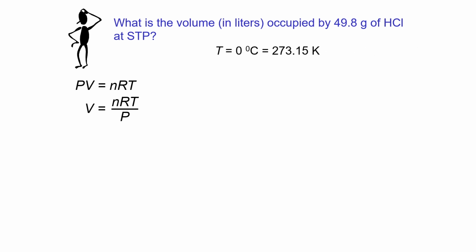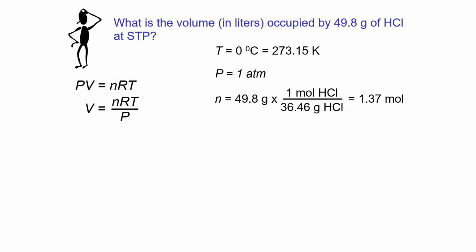Now, we need to find the numbers that we have here. What is the temperature? At STP, that's 0 Celsius, which is 273.15 Kelvin. Pressure, by definition, at STP is 1 atmosphere, and we're going to consider this exact, so we don't have to worry about sig figs with that one. Now we need the value of n, the number of moles. They gave us grams, but you know how to do that. So 49.8 grams of HCl, with a molar mass of 36.46 grams per mole, gives us 1.37 moles of gas.